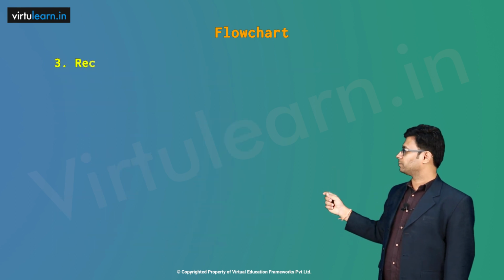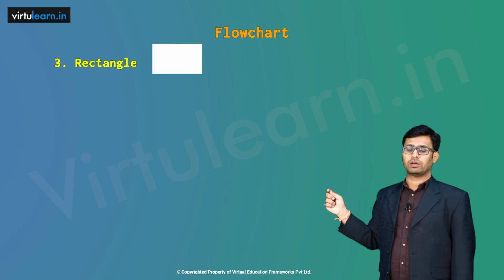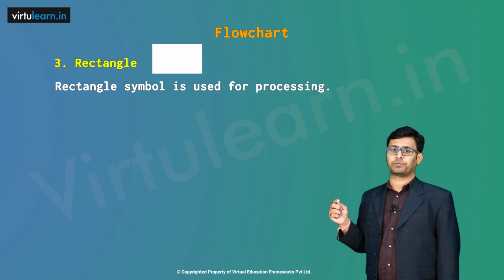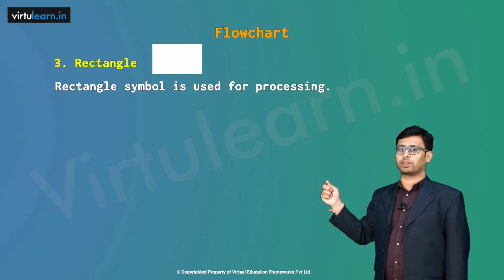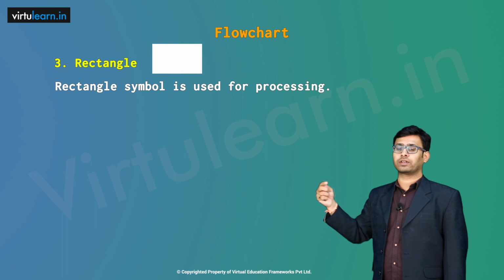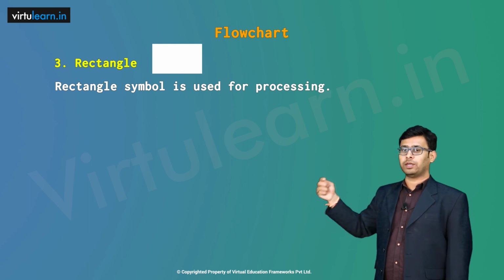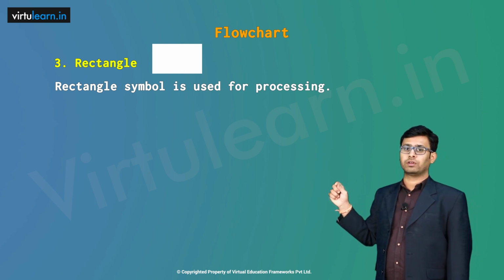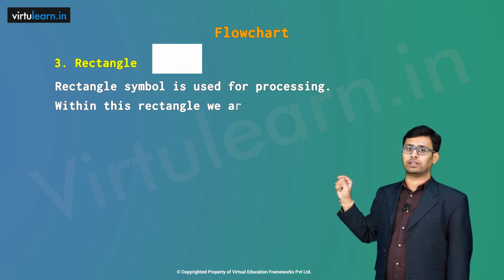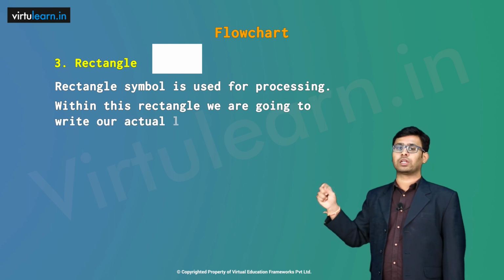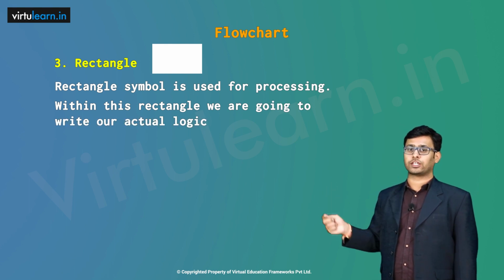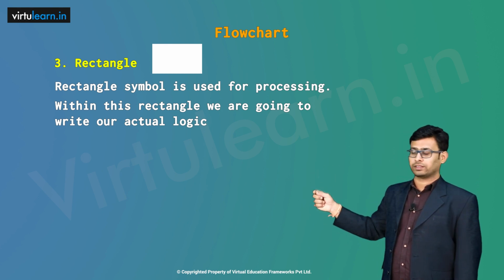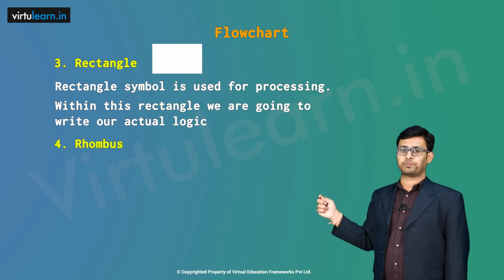And the next symbol is the rectangle. This rectangle symbol is used for processing. Whatever input we have given, there should be some processing done for that input, right? That processing is done with the help of a rectangle. Within this rectangle, we write our actual logic or actual computation, what we need to do.